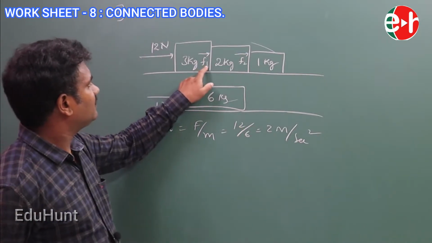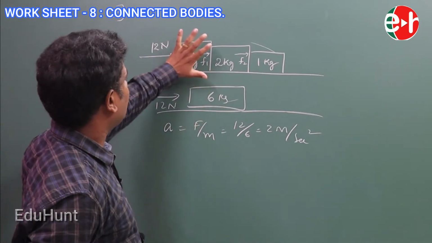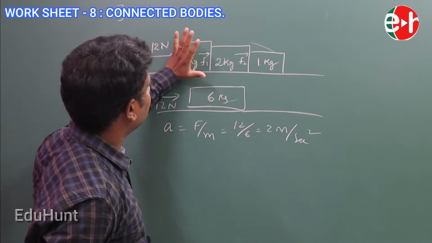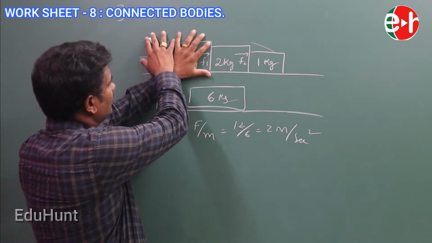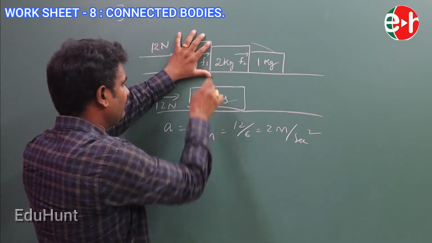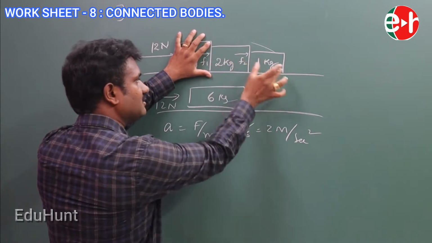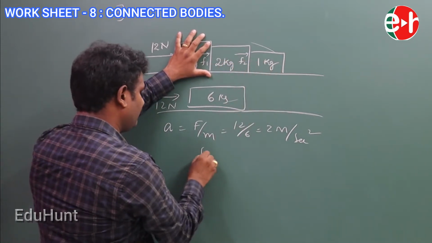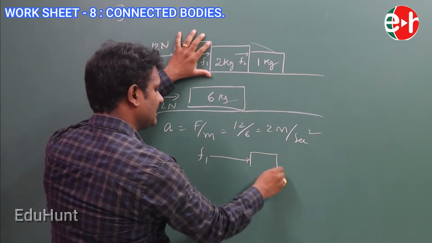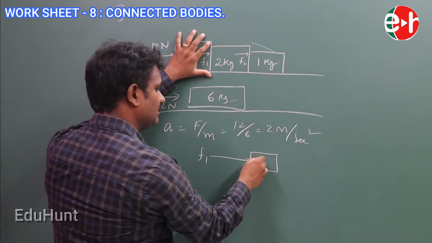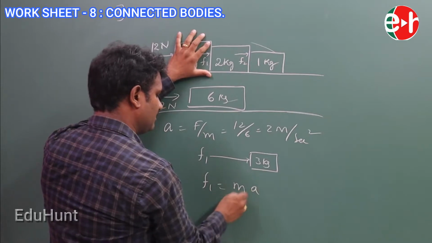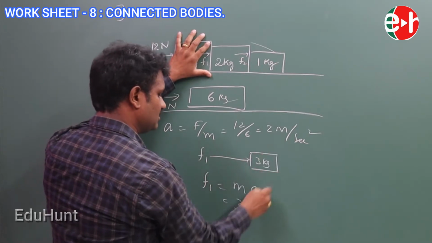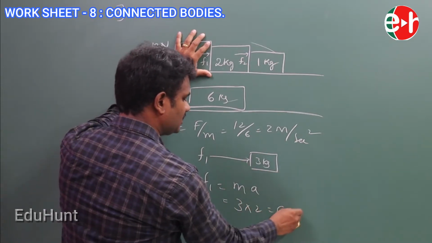Now if I want to find the force F1 acting on the 2 kg block, I need to ignore this 3 kg block. If I ignore this 3 kg block and also ignore this 12 newtons, F1 force is acting on these 2 blocks. So for F1 force, these 2 blocks act as a single block of mass 3 kg. So F1 is equal to how much? Mass into acceleration. Mass means 3, into acceleration 2. That is equal to 6 newtons.